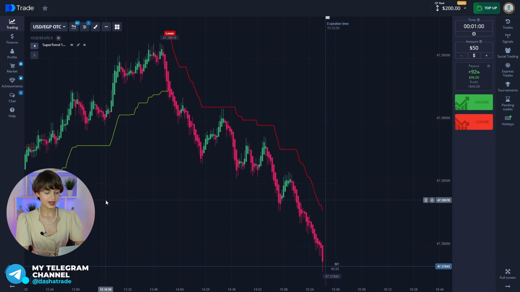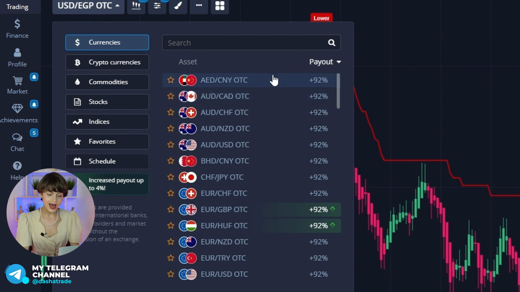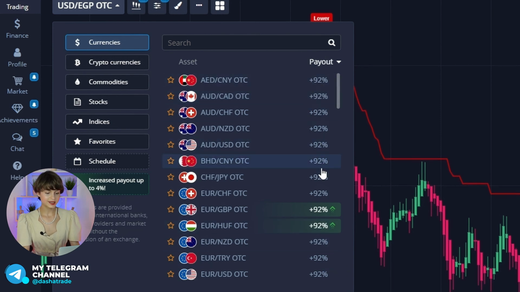Okay, to start trading, we surely need to choose the currency pair with the highest percentage of payout. We go right here and a column with different currencies is opened. At the right, we see exact percentage values. These percents indicate our net profit. So, if the deal is closed on a profit, then we earn 92% of net profit.